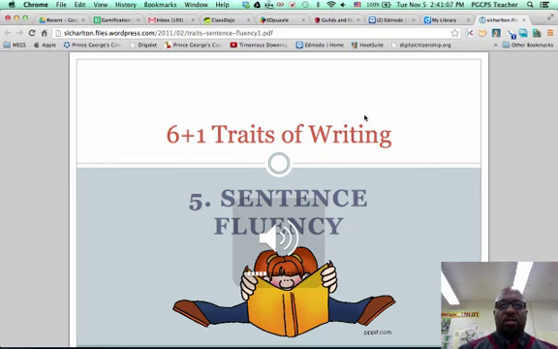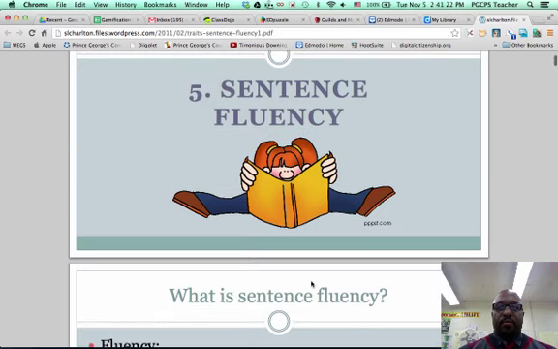This presentation today is on sentence fluency, 6+1 writing traits. So we're going to use this to improve our narrative writing. So let's go ahead and get started.